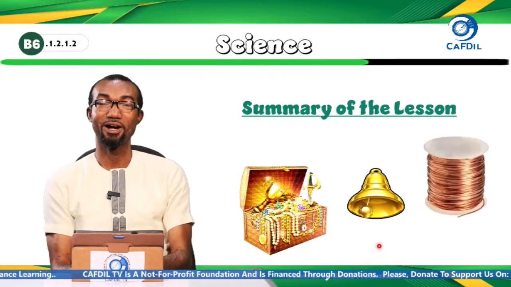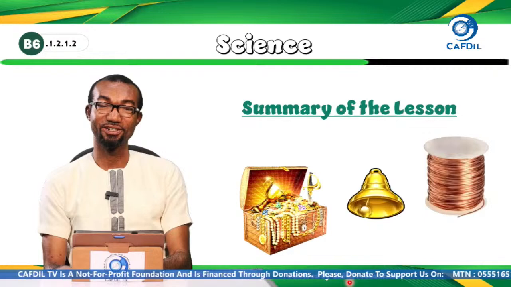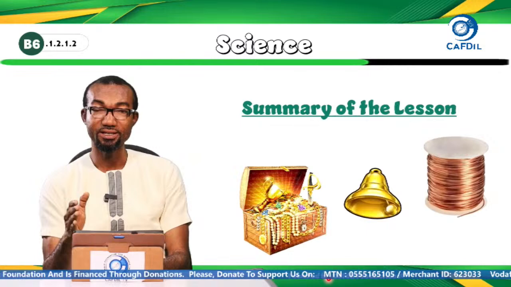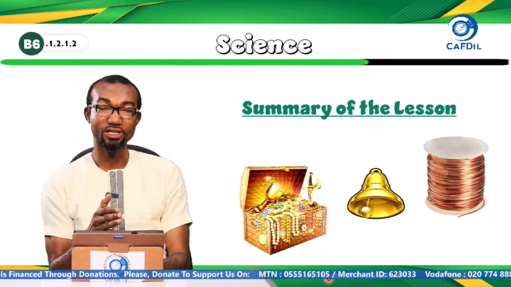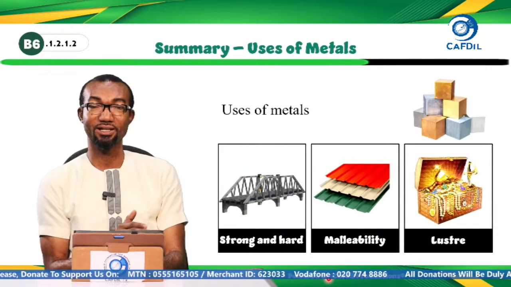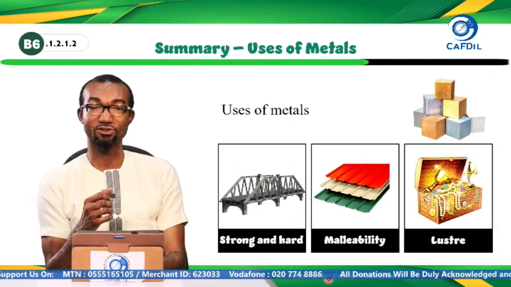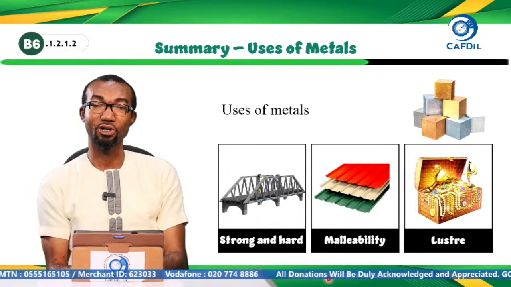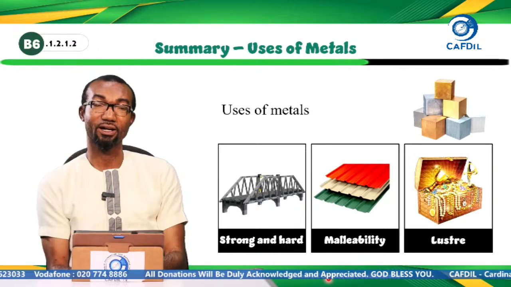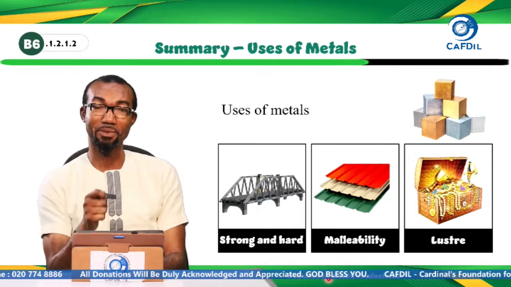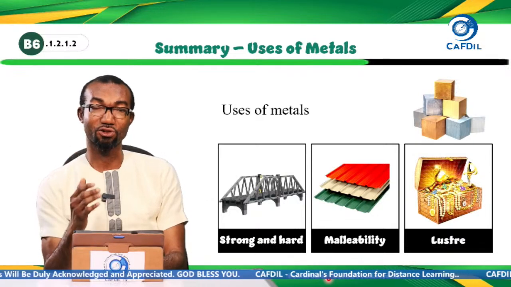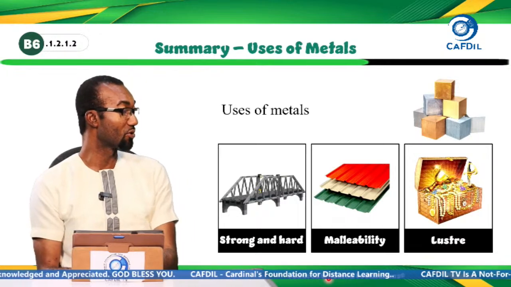Great. We are almost at the end of the lesson. And today we looked at the uses of metals based on their properties. We looked at metals being hard and strong. If they are hard and strong, we use them to make strong objects like bridges, the body of a car, tractors, hammers, and wheelbarrows. Because they are hard and strong, these are some of the uses we can put those metals to.